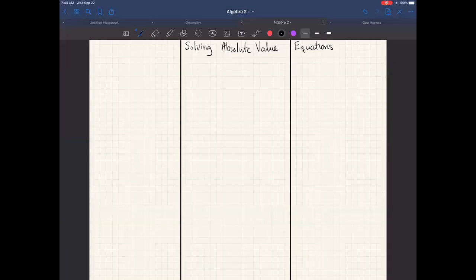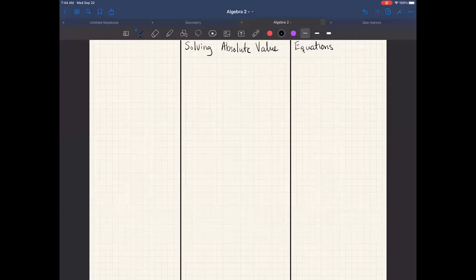Equations. So, absolute value equations. Again, this is very similar to the regular solving of equations, only with that one difference that I told you. And that one difference of having those two different equations is, I don't know how to explain it.